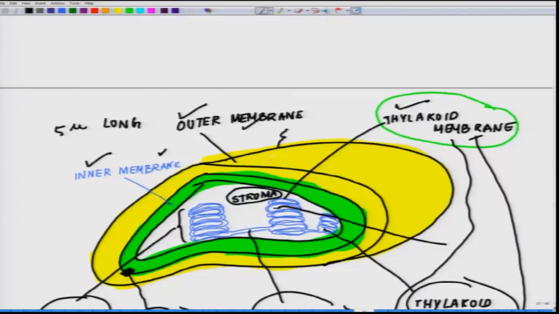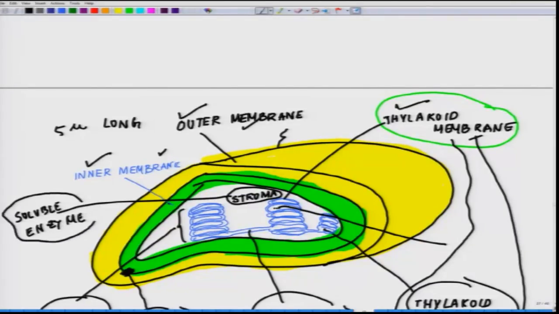The stroma contains soluble enzymes. This is the stroma, a region which contains all sorts of soluble, meaning water soluble, enzymes that utilize the NADPH and ATP synthesized by the thylakoid membrane.